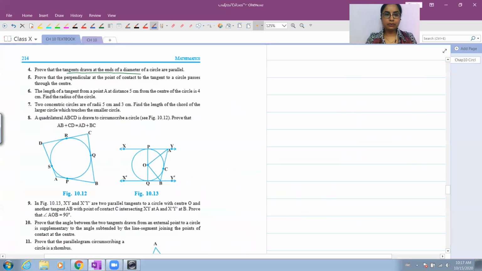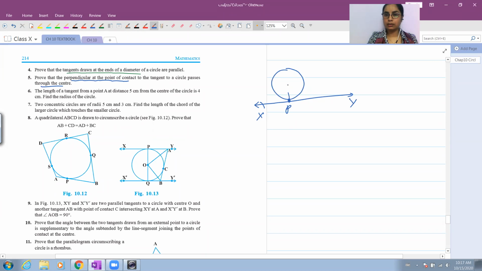Question number 5. Prove that the perpendicular at the point of contact to the tangent to a circle passes through the center. So this means अगर हमारे पास circle है और उसकी कोई tangent है, let us say at point P there is a tangent XY, और हम इस पॉइंट ऑफ कॉन्टैक्ट में से परपेंडिकुलर ड्रॉ करते हैं. So there is a perpendicular which is drawn right through this point of contact. You have to prove that this perpendicular will pass through the center.